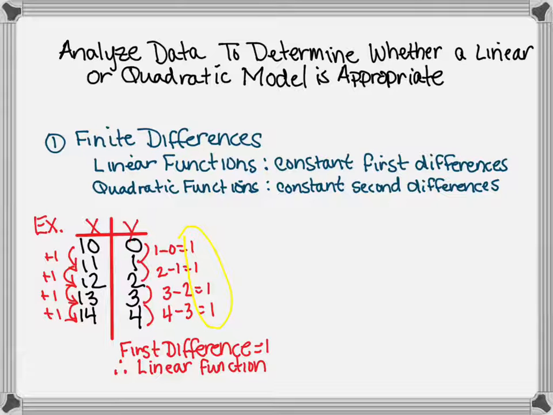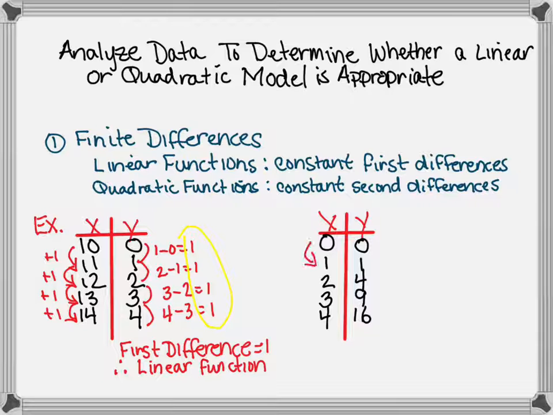Let's look at a second example with another table of data. Here we have 0, 0, 1, 1, 2, 4, 3, 9, 4, 16. Again, let's check that our x values are going up by a constant value. So from 0 to 1, going up 1. 1 to 2, we're going up 1. From 2 to 3, we're going up 1. From 3 to 4, we're going up 1.